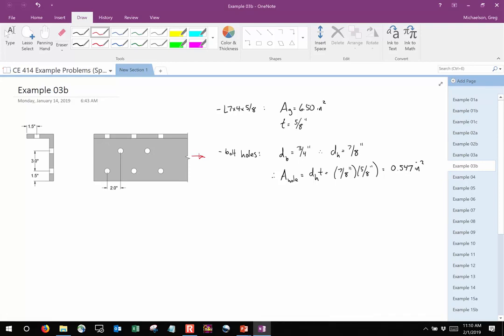S. But does everybody see how each of these is going to have a different G value? Because we're going to have a staggered path here, and a staggered path there. So we're going to have different G values, and we're going to have to compute those accordingly. Now, in order to compute these G values, I'm going to pull a little trick.